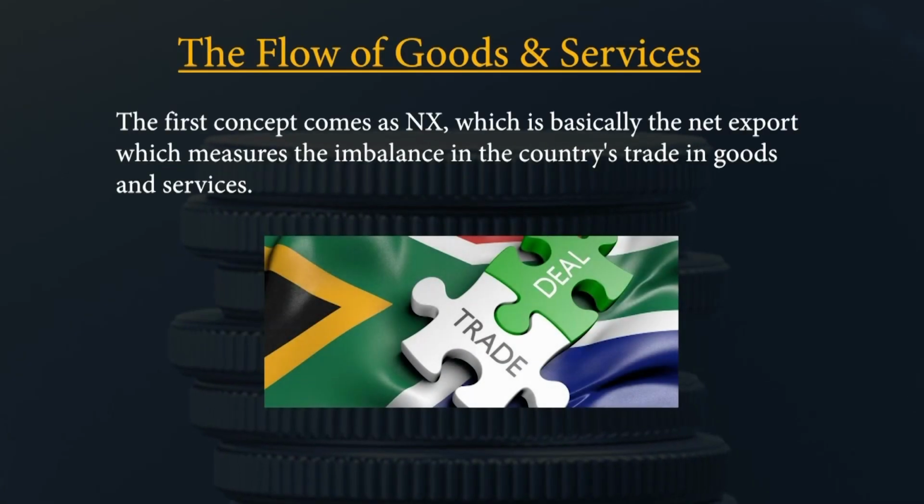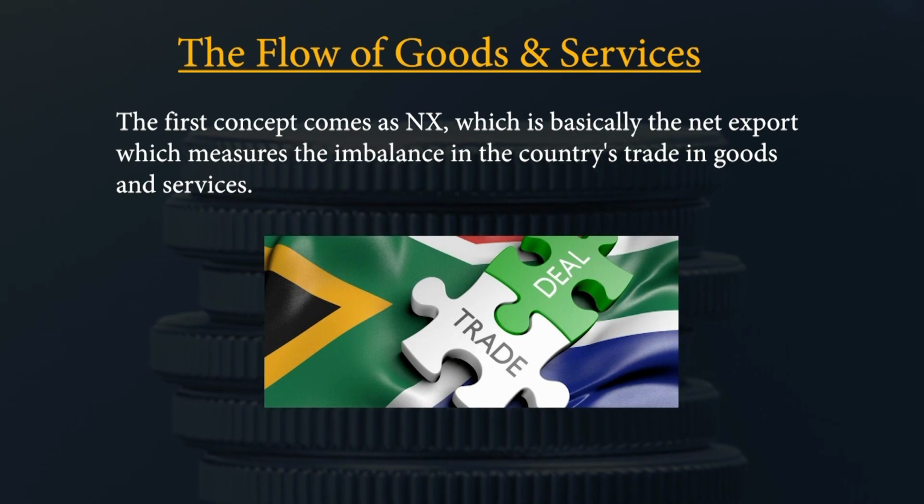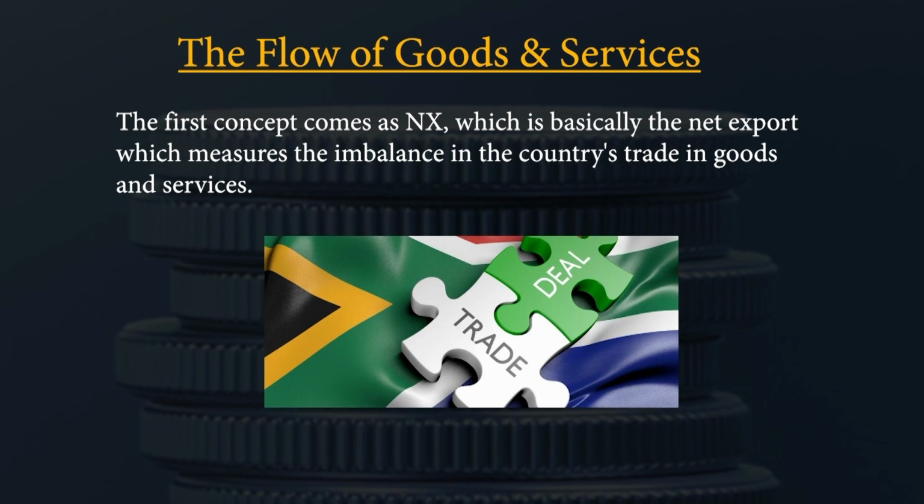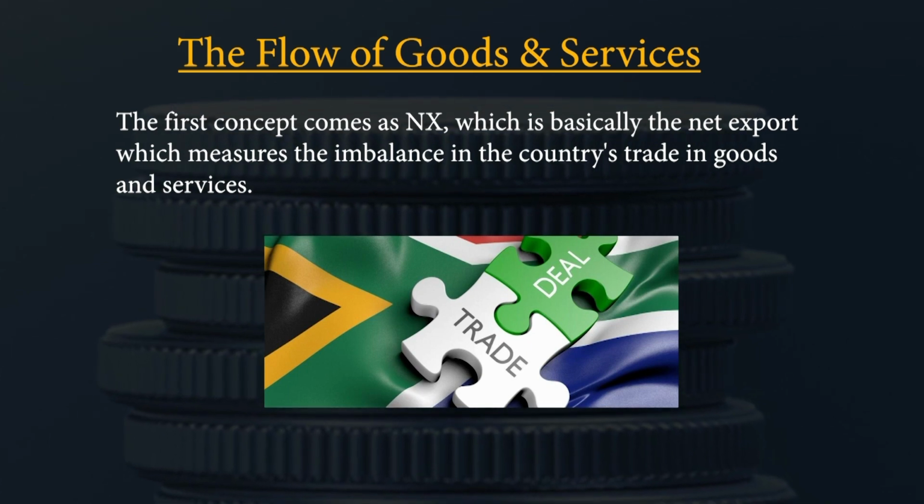When we go for the trade surplus or trade deficit, the first concept that comes is NX, the net exports, which measures the imbalance in the country's trade in goods and services. Imbalance in the sense that exports may exceed imports. A trade deficit is the opposite of that, where NX becomes less than 0, with an excess of imports over exports, and a trade surplus is given by an excess of exports over imports.